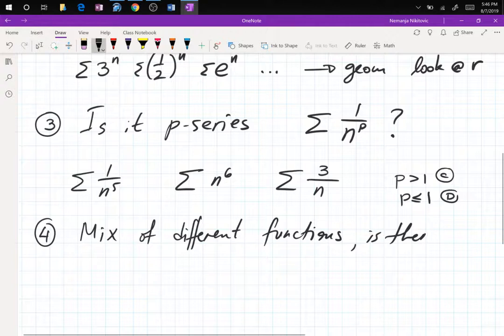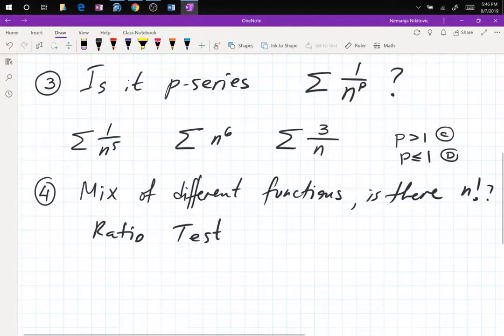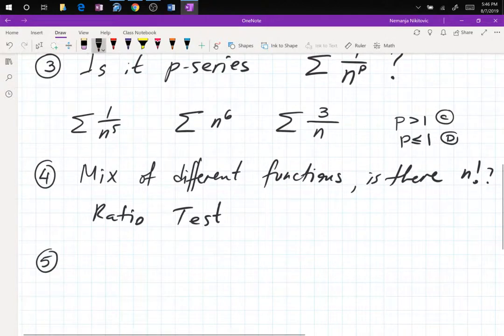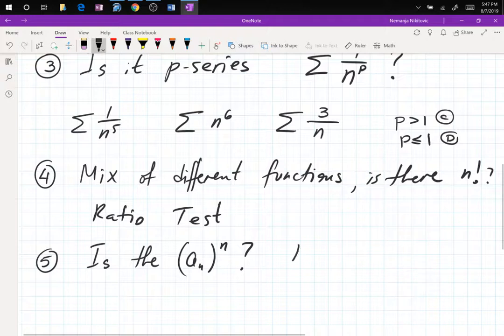Is there n factorial? Because in that case, it's a ratio test. Number 5: is there an raised to the n? Because in that case, it's a root test.